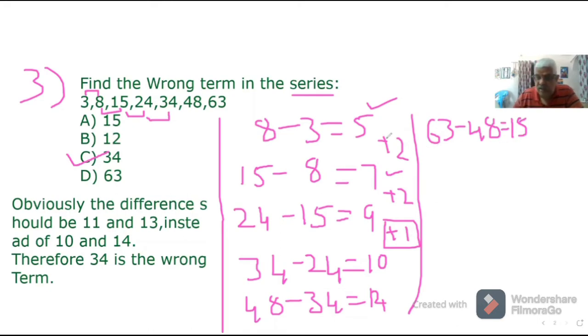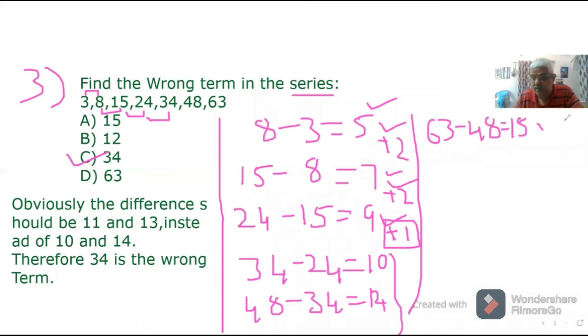Means, observe the difference. First, how we have identified. The difference should be 11 and 13. Next, 597, sorry, 579 came. Next the difference should be 11, next 13, next should be 15. Means the first one is correct, the second is right, the third one is right. Here, the fourth and the fifth are wrong options they have given.